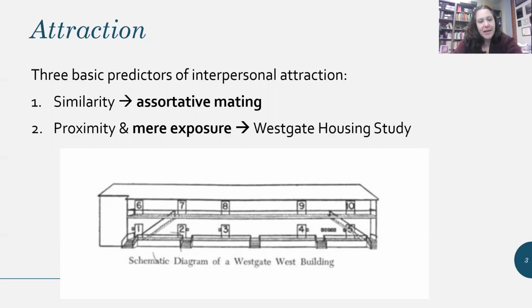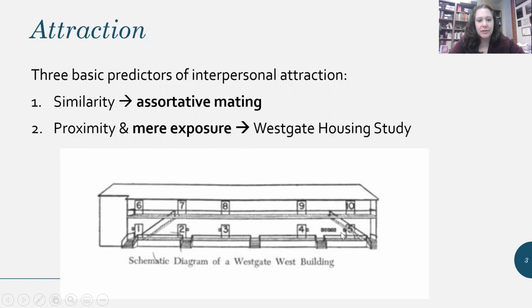An interesting study that was done to test this effect is called the Westgate Housing Study. So this is a famous study that was done on the campus of MIT, and they were looking at basically the apartment housing complexes for graduate students. You can see here there's a drawing of what the apartments looked like for the graduate students at MIT the year that this study was done. And all of the apartment buildings looked exactly the same. They all had 10 apartments on 2 floors. And you can see here that basically they had staircases going up on each side of the apartment.